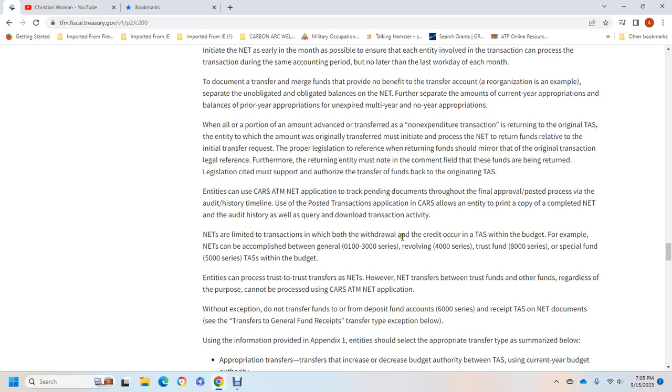Transactions are limited to both withdrawal and credit of the transaction accounting symbol within the budgetary example. The net and expenditure transaction is accomplished between 103,000 revolving, 4,000 trust fund, 8,000 special fund, and 5,000 treasury accounting symbols within the budget process. For trust transfers, non-expenditure transfers between the trust fund and other funds, regardless of the purpose, cannot be processed in CARS or ATM.